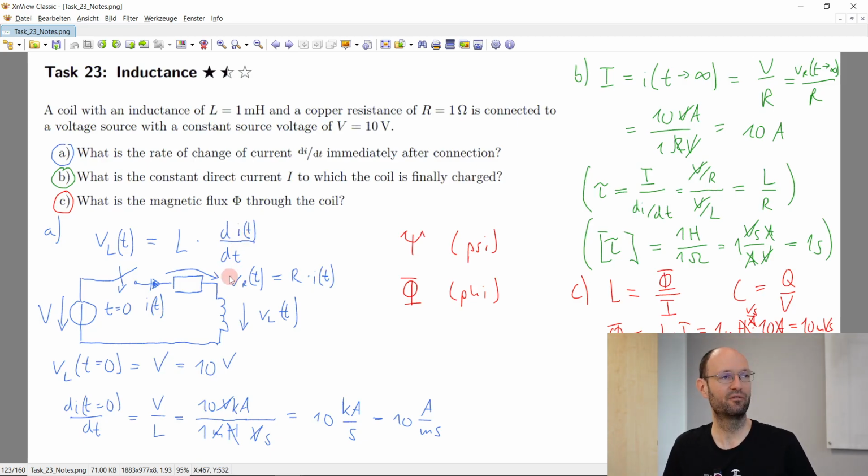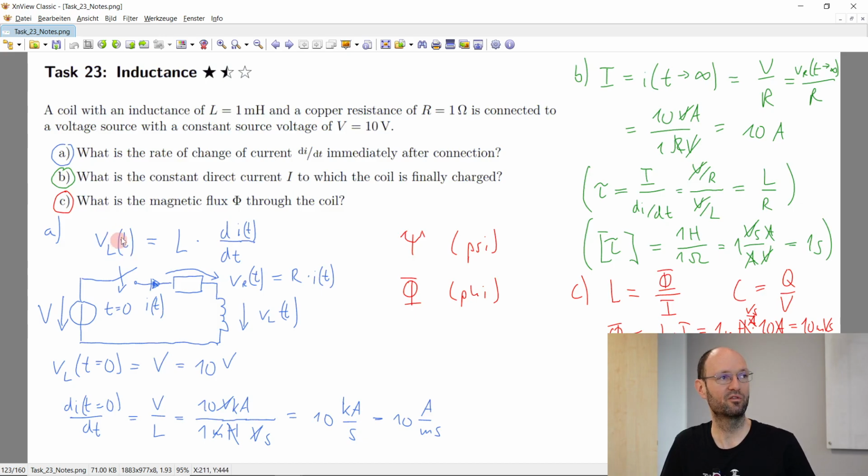So if the current is zero, then the voltage drop across the resistor will also be zero. And so therefore the whole source voltage will be visible across the inductor. And so that's why, at the moment when we close the switch, we will have the full source voltage across the inductor.